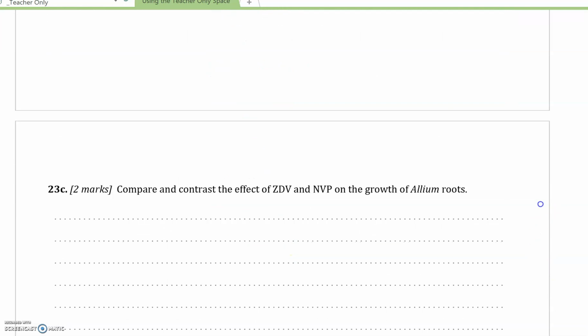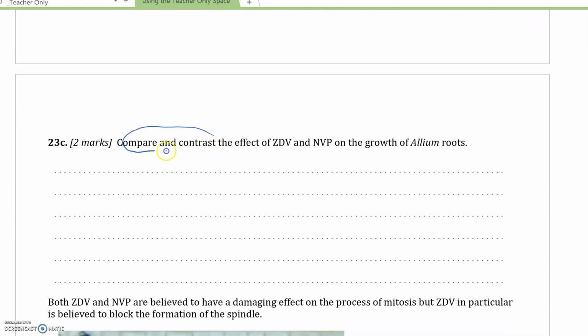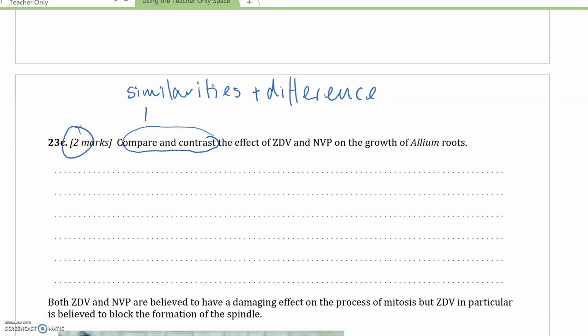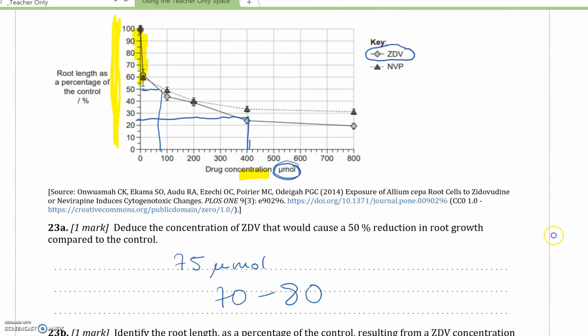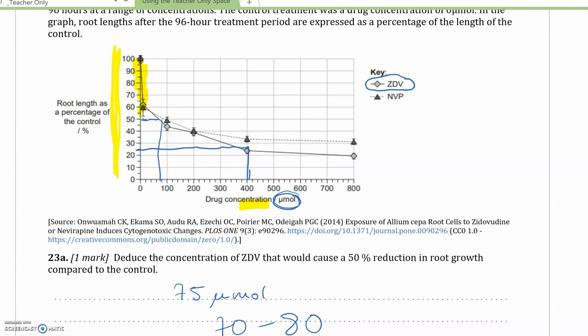Okay, so 23c, compare and contrast the effect of ZDV and NVP on allium roots. Now remember, compare and contrast is similarities and differences. Okay, so that's what the command word is telling us to do, and the number of marks is 2. So we want to have two things, one similarity and one difference. Okay, so we're having a look here, so let's look at similarities. So similarities is that both of them would reduce the root length compared to the control.